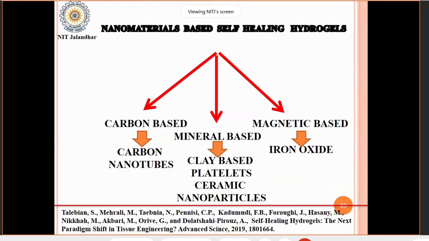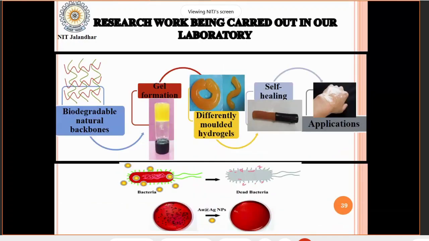Nanomaterial-based self-healing materials. We can prepare nanomaterial-based self-healing materials depending on different sources, and different types of such materials can also be prepared. Some of the work is being carried out in our own laboratory. We have prepared some self-healing materials in the laboratory. We have taken biodegradable natural backbones and prepared gels out of those, shaped into different forms, and automatically we got self-healed materials. This was prepared in our own laboratory, and they are of great importance.